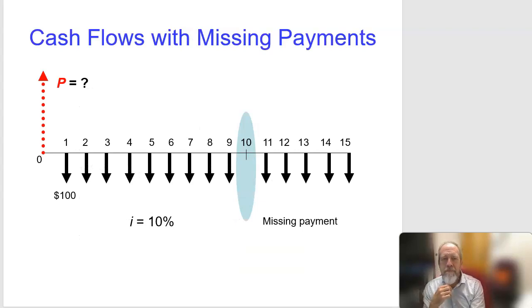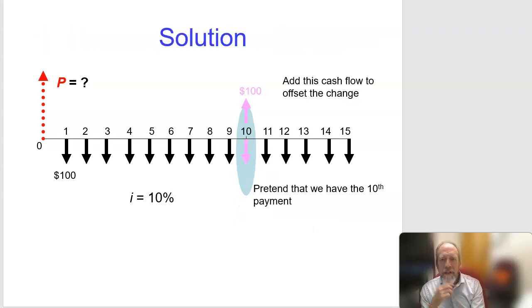Ooh, the missing payment. What do we do about the missing payment? Well, there's actually a lot of ways you can deal with the missing payment. The easiest is simply go ahead and make it a series, put the $100 in at time 10, so the series is there, but now you have to offset by having 100 in the other direction.